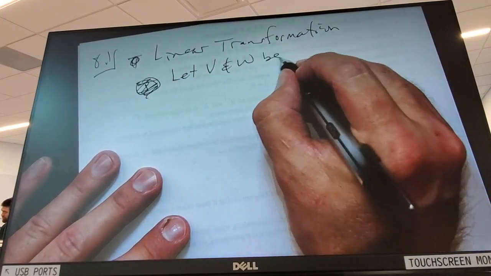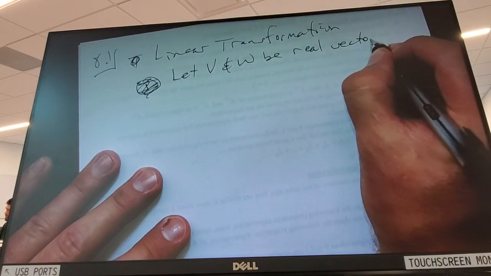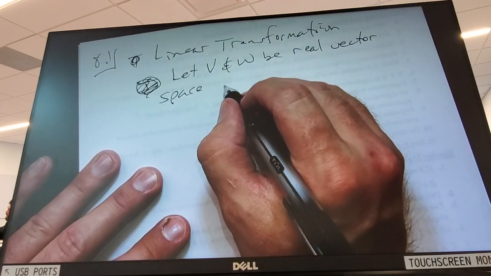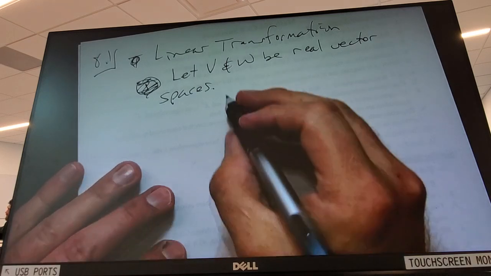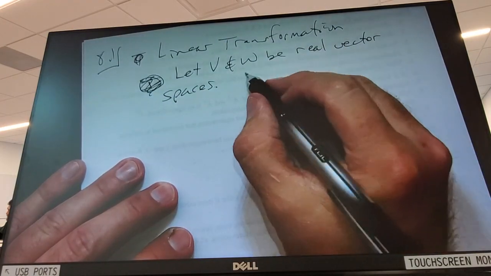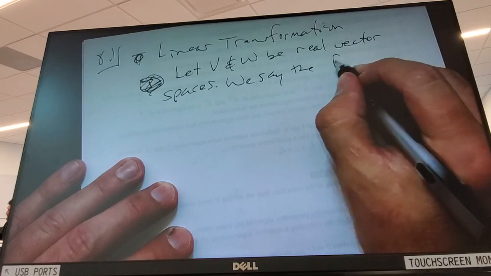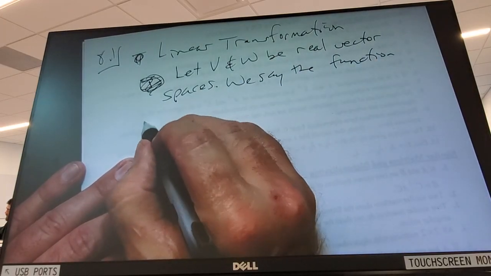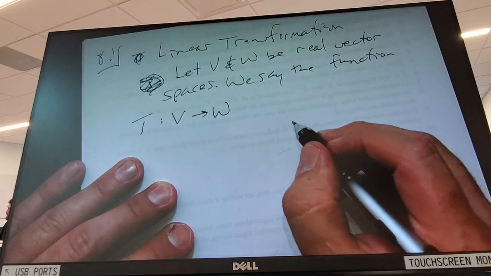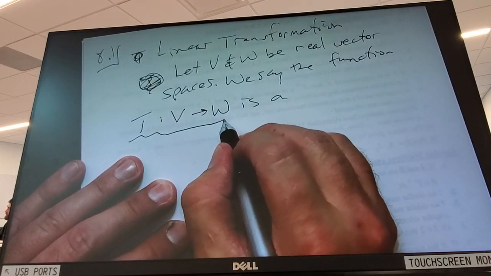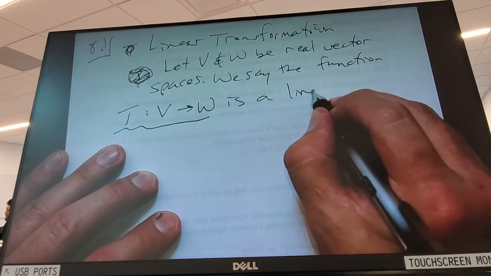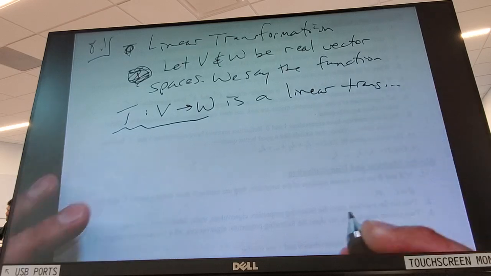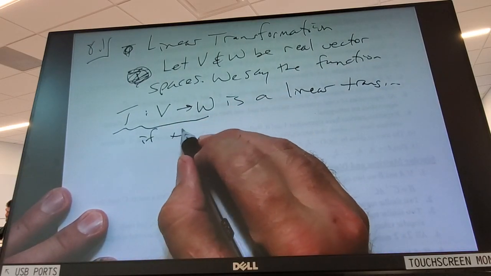Let V and W be real vector spaces. So their components are all real, no imaginary components. Is everybody happy about that? No? I can put some complex in there? No? Okay, most of you are like, just do what you're going to do to us. All right, I'm sorry. We say the function T that maps V to W, and I want to do this just to show you some of the notation you're going to see. You've probably seen that kind of notation before. T is a linear transformation if the following is true.